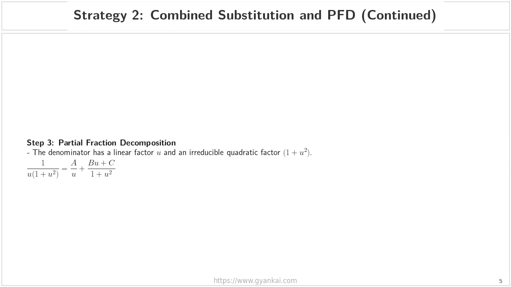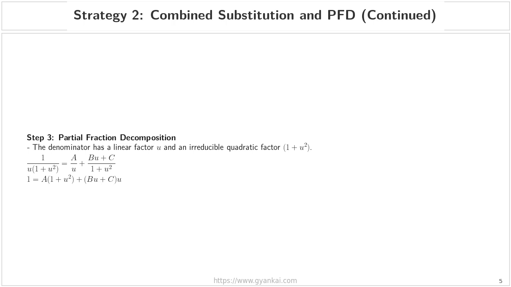1 over u times 1 plus u squared equals A over u plus Bu plus C over 1 plus u squared. Remember, because we have that quadratic term in the denominator, the numerator must be linear. That's why we have Bu plus C and not just a constant. Now, to solve for A, B, and C, we multiply both sides of the equation by u times 1 plus u squared. This gives us 1 equals A times 1 plus u squared plus Bu plus C times u.